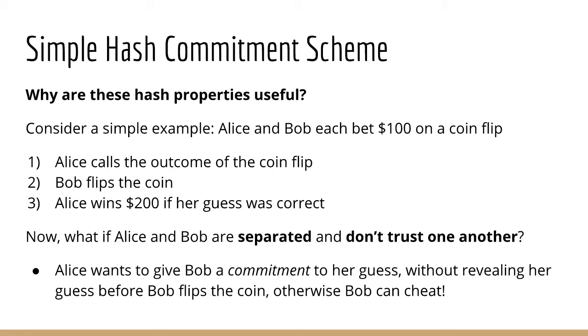Now, in the case of these distributed systems, Alice and Bob are separated by a network, and additionally, they don't trust each other. So it's easy to see a way that Bob could cheat Alice. Alice guesses the outcome of the coin flip and sends a message to Bob. Bob sees Alice's guess and goes, oh, she guessed heads, I'm just going to say it's tails, and sends that back to her. And she can't know either way, and immediately loses her $100. So we're going to develop a simple protocol to fix that.